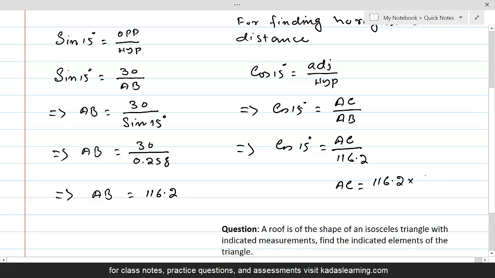This will give us the value for AC equal to 116.2 times cos of 15 degrees, and 116.2 times cos of 15 is 0.96, which will give the value 112.24, which is the required horizontal distance.